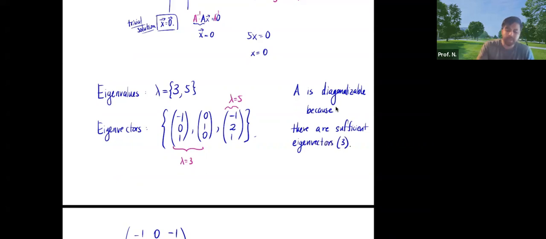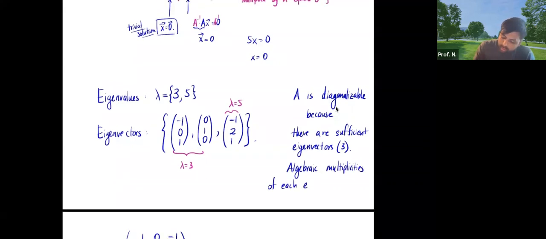Because our matrix A represents a transformation from R3 to R3. And another way you could have said this is that the algebraic multiplicity of each eigenvalue equals its geometric multiplicity.